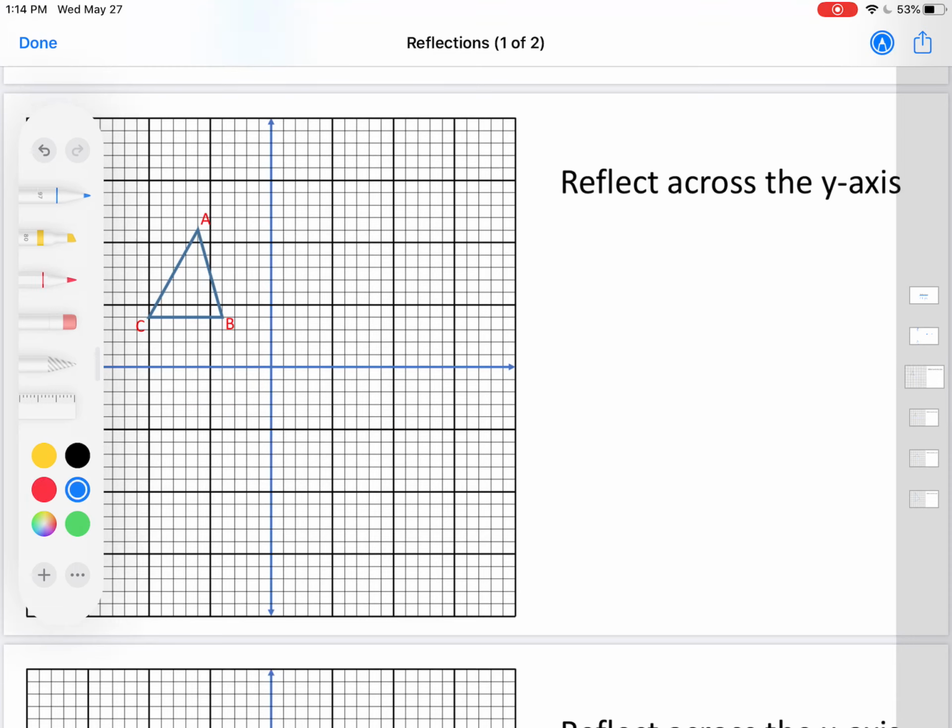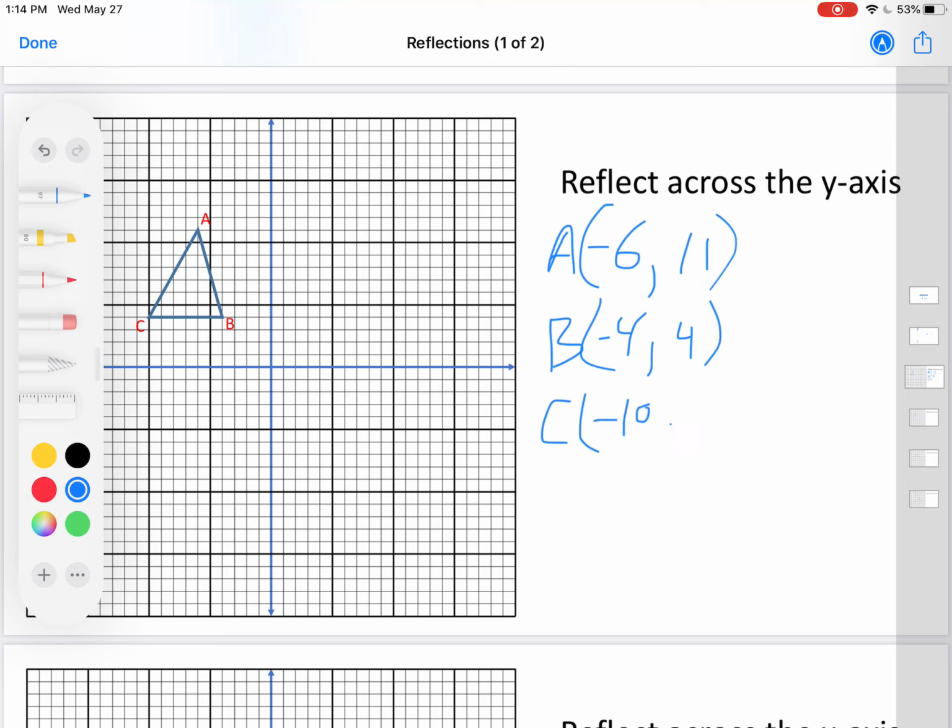Here is a triangle. It has points A, B, and C. Let's find the coordinates first. So point A, that is -6, +11. Point B, that is -4, +4. Point C, that is -10, +4. Okay. Let's see if we can reflect it across the y-axis.